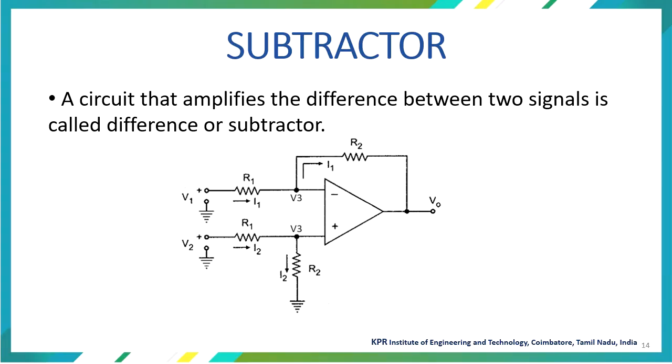In the subtractor, we are going to feed two inputs, but both the inputs are not fed into the single terminal. Both the inputs are connected to the inverting as well as non-inverting terminals. When you look at the diagram, V1 was connected to the negative terminal, V2 was connected to the positive terminal. So equal resistance R1 was connected to both your inputs, and you have R2 as the feedback resistance. At the terminal, V3 is maintained in that node.